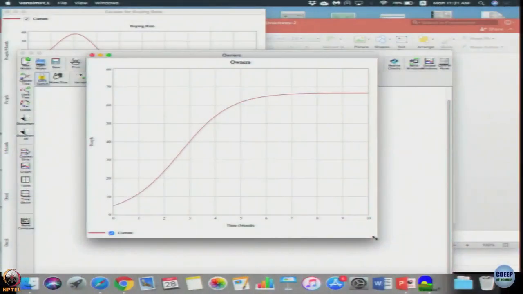So, let me just stop here, and if you have any questions you can ask, or please try out this model and complete it.